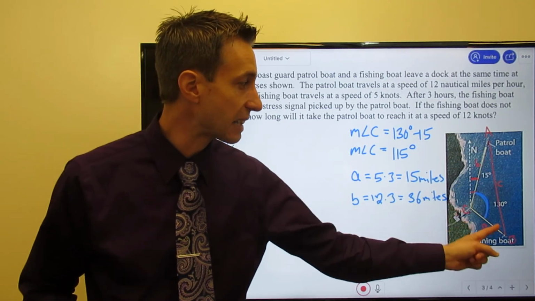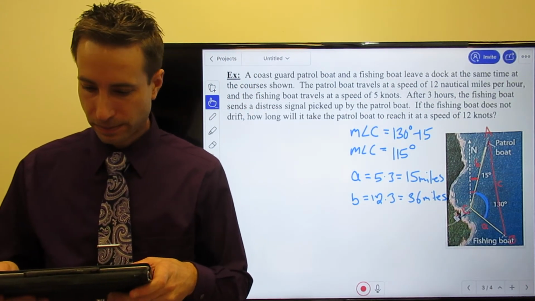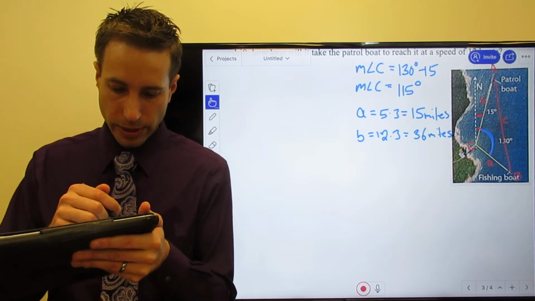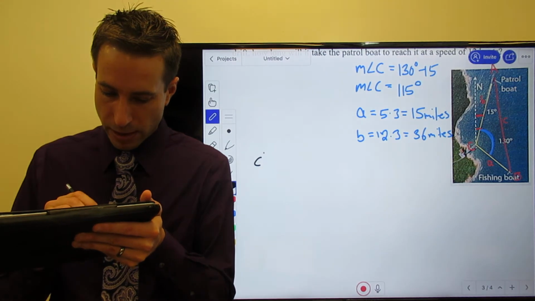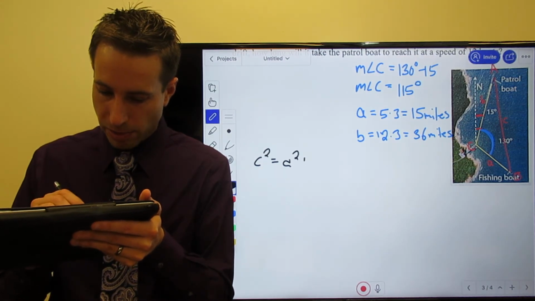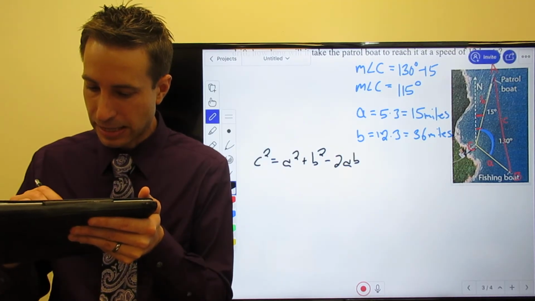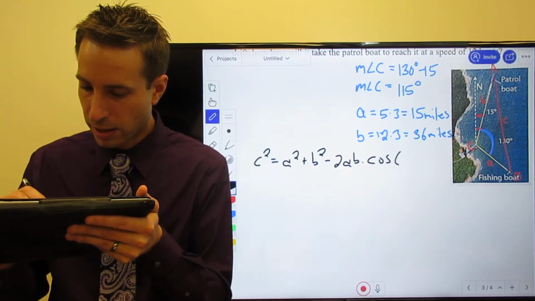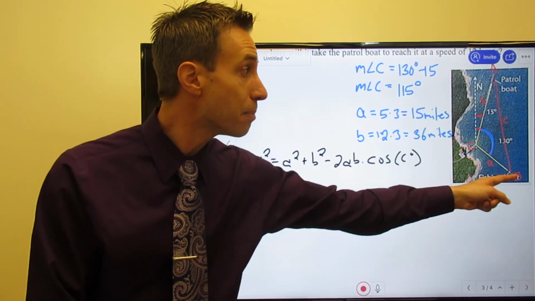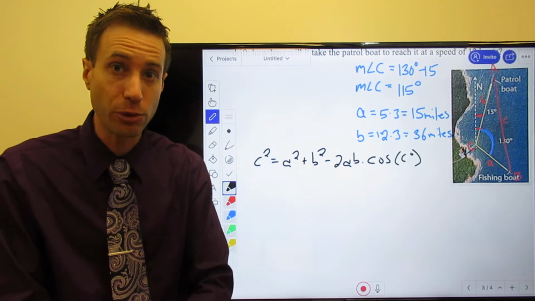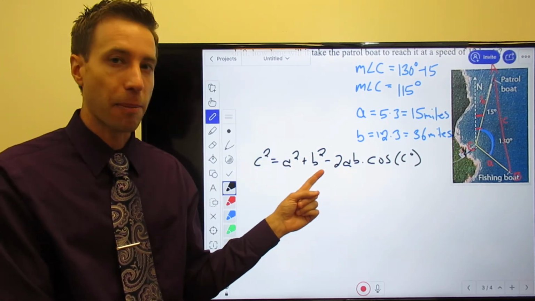I'm trying to find the length of side C. You guessed it, we're doing the law of cosines. C squared is equal to A squared plus B squared minus 2AB times the cosine of angle C. Once again, please notice I have labeled my diagram. You get to pick how you label. I've labeled my diagram, so the same formula we've been using applies here as well.